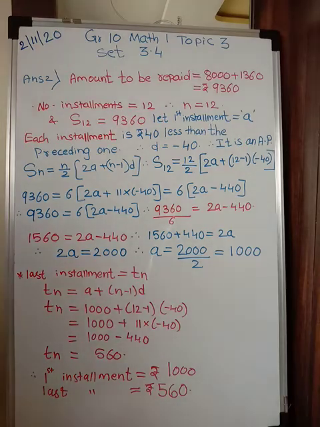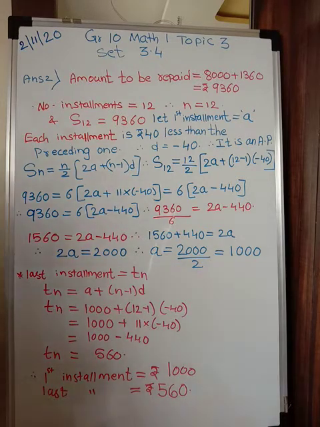Good morning grade 10. Let's go to second question from set 3.4 where we are solving word problems related to applications of AP, that is arithmetic progression. So question 2 is, a man borrows rupees 8,000 and agrees to repay with a total interest of rupees 1,360 in 12 monthly installments.